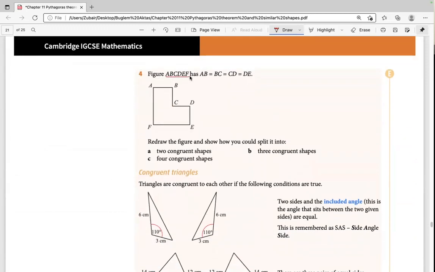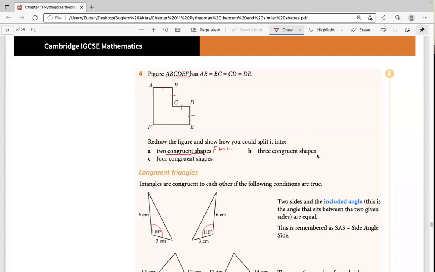Figure ABCDEF has AB equal to BC. So let me mark them. AB is equal to BC is equal to CD is equal to DE. Redraw the figure and show how you could split it into two congruent shapes. You can cut it through the middle, diagonal F to C. Very nice.